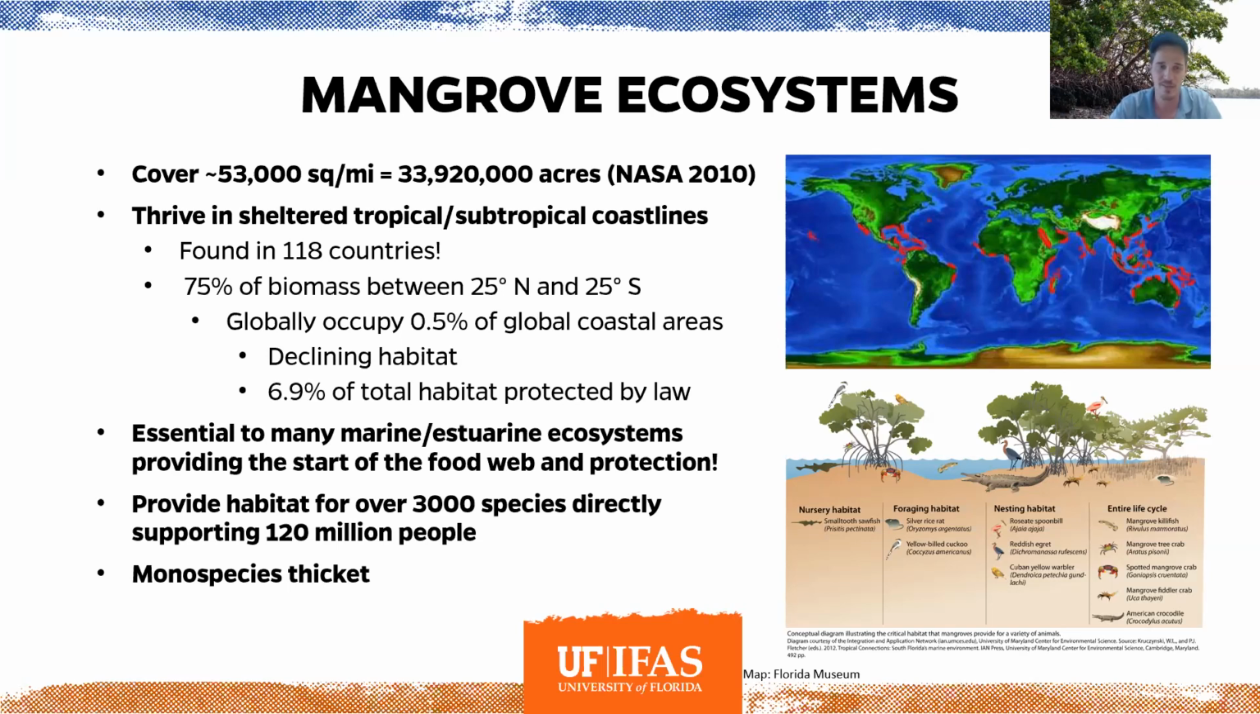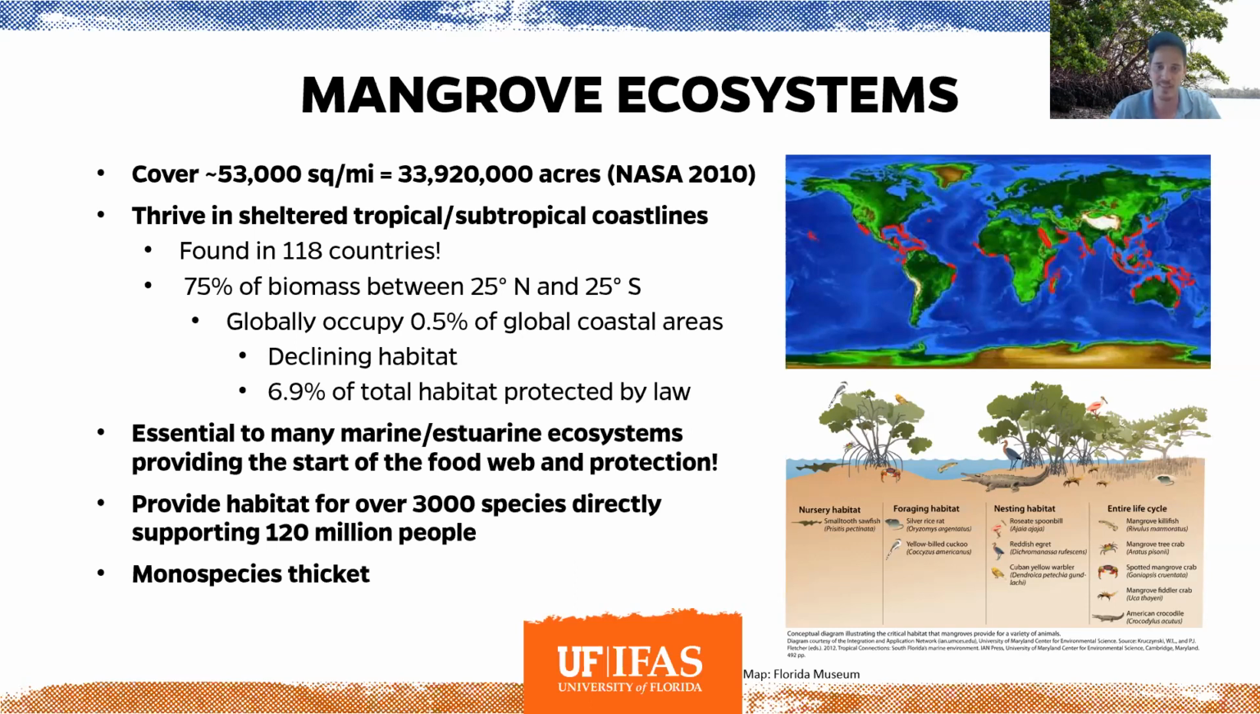And there's over 3,000 species that are directly supported by mangroves worldwide. Many of those are just animals, because in areas where the mangroves live, they're super adapted to live in these salty kind of areas where other plants can't live. So they provide these monospecies thickets, just sort of mangroves in those areas.